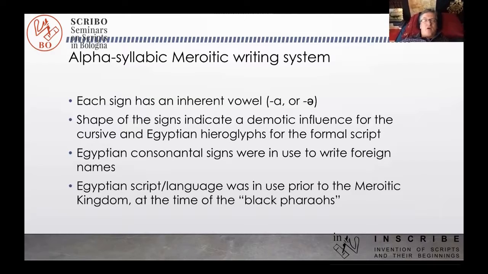The inherent vowel is an A or an E, and that would make a lot of sense if you were to reinterpret the Egyptian consonantal signs that were used to write foreign names, for instance. So the Egyptians used their logographic script, but had a set of consonantal signs that they used to write, for instance, foreign names. And that was also known to the Meroites. Before the Meroitic came, the Egyptian script was already used.